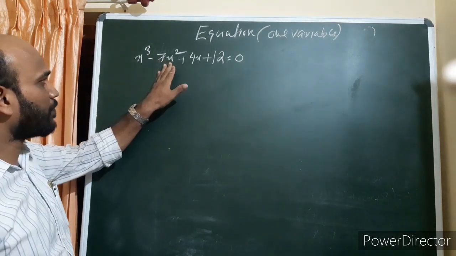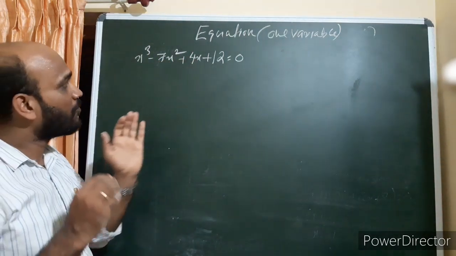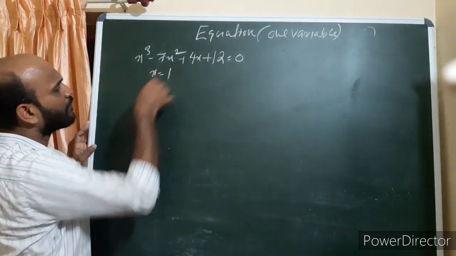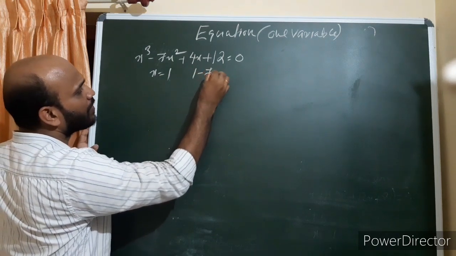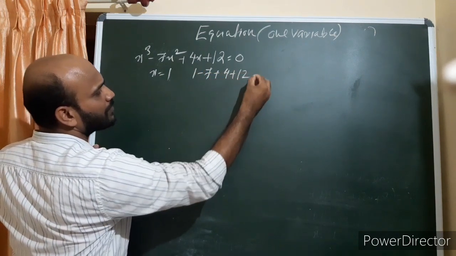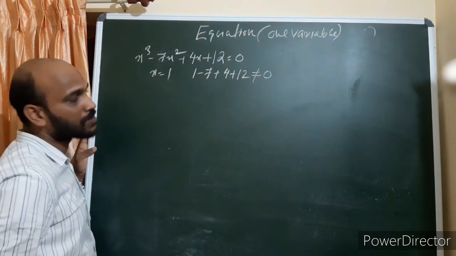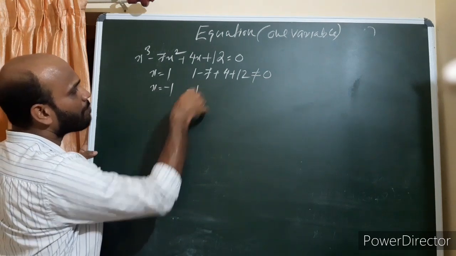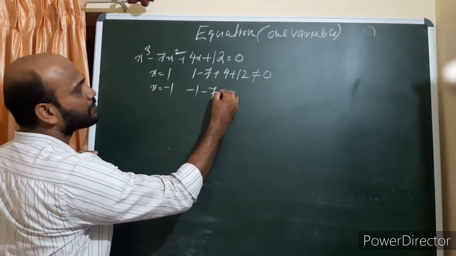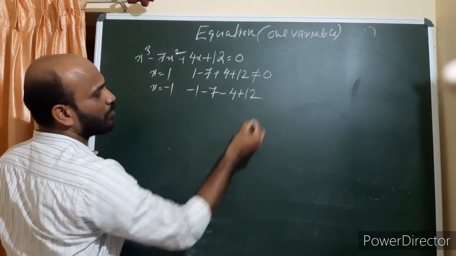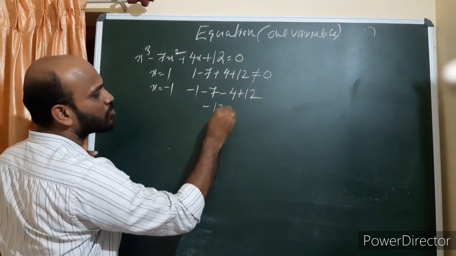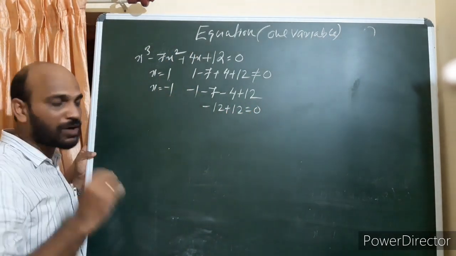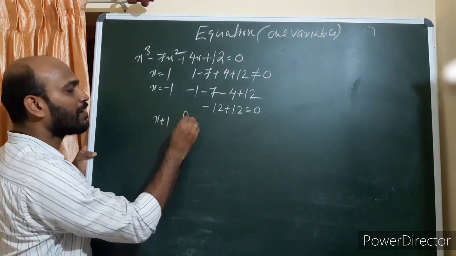x cube minus 7x square plus 14x plus 12 equals 0. First you have to find one root by the trial and error method. So substitute x equal to 1 here. When x equal to 1, this will be 1 minus 7 plus 14 plus 12. This is not equal to 0. So take x equal to minus 1. When x equal to minus 1, this will become minus 1 minus 7 minus 14 plus 12. That is minus 12 plus 12 equal to 0. So x equal to minus 1 is one root. So x plus 1 is a factor.